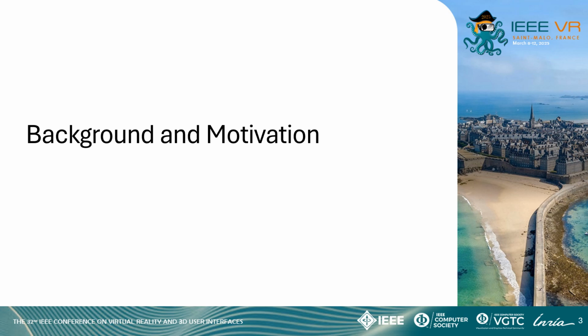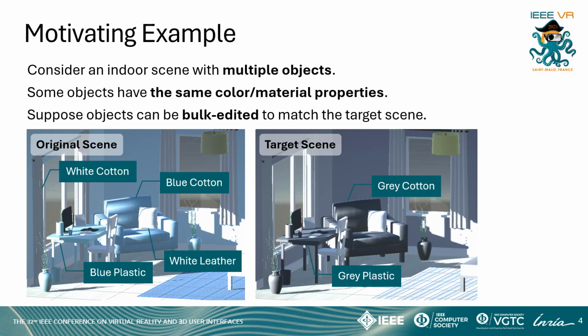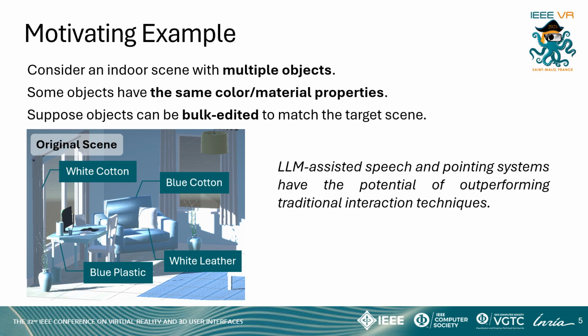We begin with a brief introduction of the background and motivation of our work. Consider the following example where you have a scene with multiple objects. Some objects share the same properties, and objects can be bulk edited to match a target appearance. We hypothesize that in such cases, LLM-assisted speech and pointing systems have the potential of outperforming traditional interaction techniques.